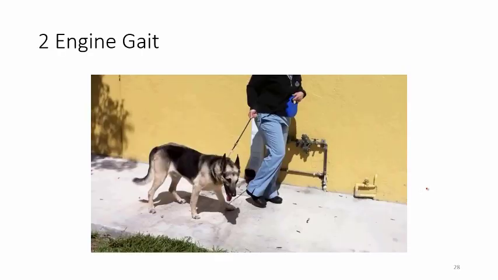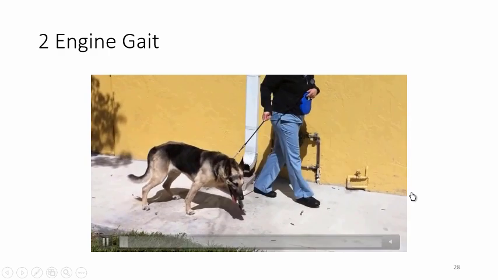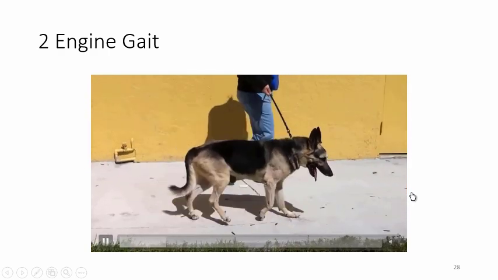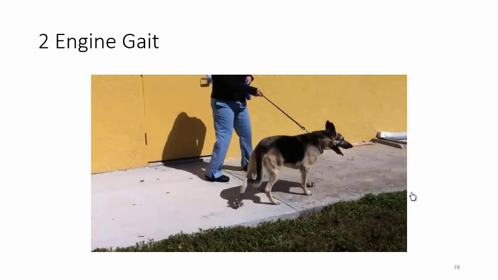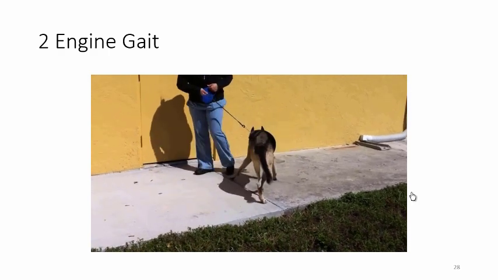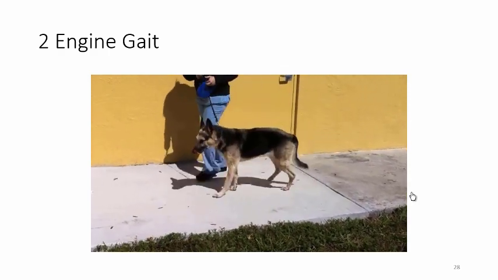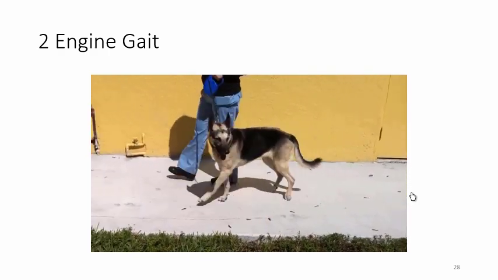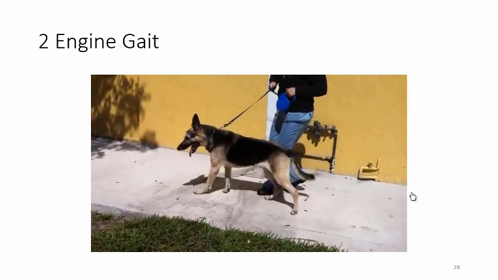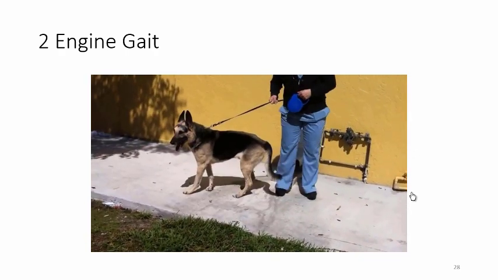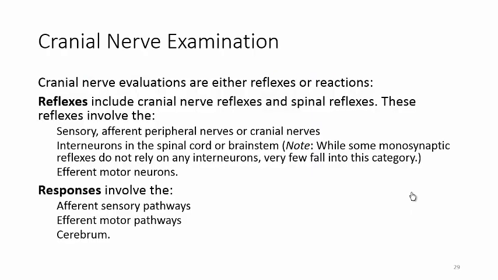So here's our two-engine gait. See, definite difference in the back versus the front, and we're going to see that with spinal cord lesions from C6 to T3 can cause this. Also, lumbosacral disease can sometimes cause this.